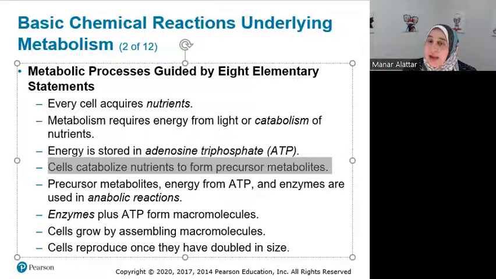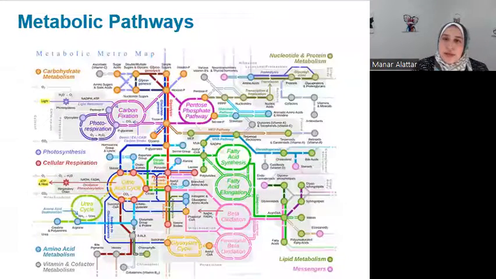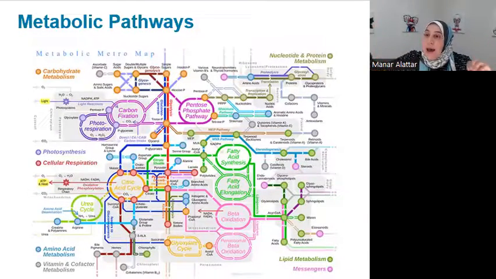Also, cells catabolize nutrients to form precursor metabolites. So we have within our metabolic processes many metabolic pathways. So we go back to this image here, many metabolic pathways. And the pathways actually feed into one another. And this is a really essential concept. One pathway will produce a product. When that product is made, maybe it'll feed into another metabolic pathway that allows you to break down that product. If that product is not there, that secondary metabolic pathway won't occur, right?